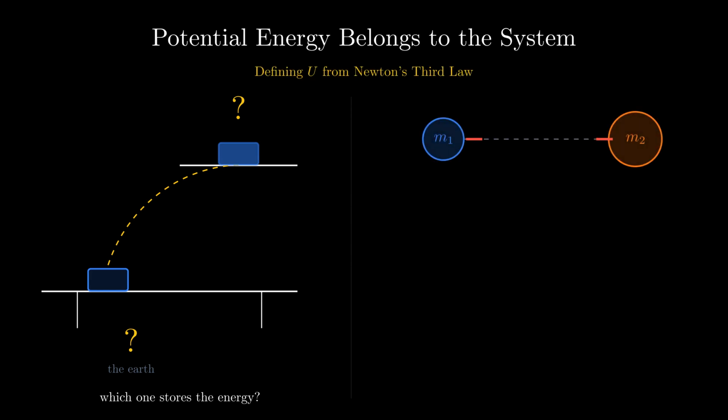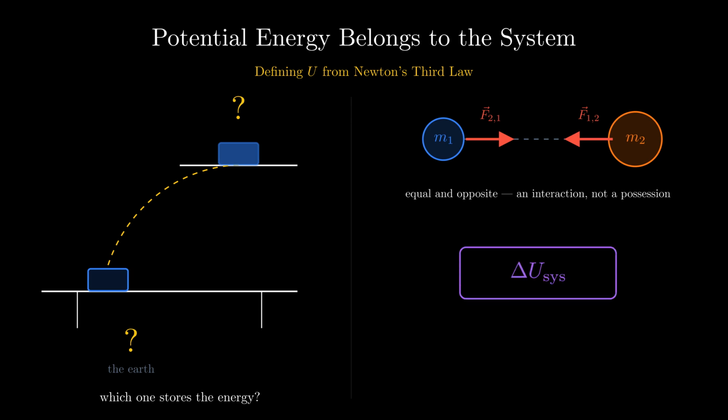The energy is real. A conservative force will hand back every bit. Yet right now, it is nowhere in sight. Something must be keeping the books. In this video, we build that bookkeeping quantity, potential energy, and find it belongs to no single object. It belongs to the pair.